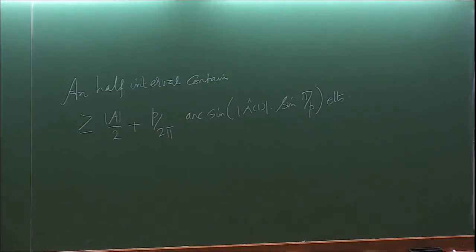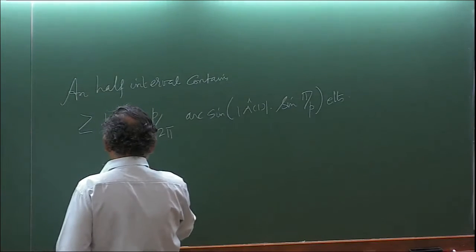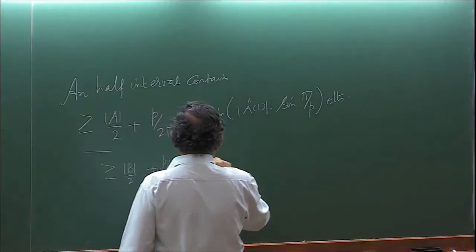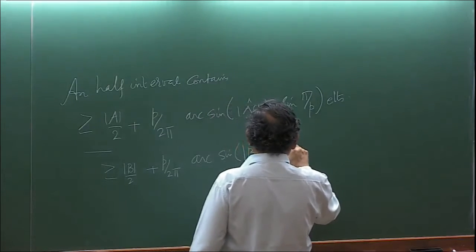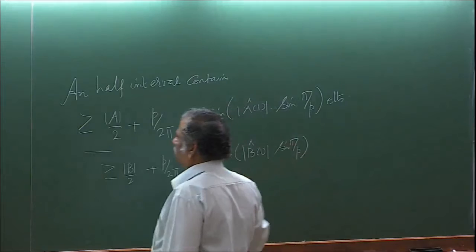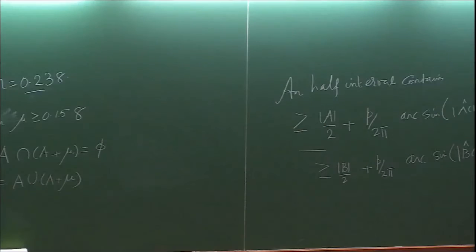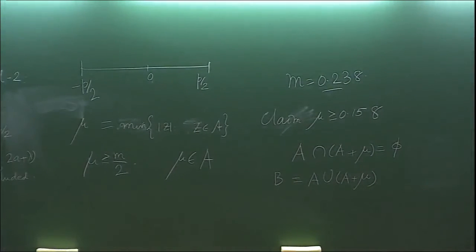Okay? To start with, therefore, any half circle will contain, in B, in this case, mod B over 2, applying this, plus P over 2 pi arc sine B hat 1 sin pi by p elements. Therefore, any half circle will have at least those many elements. But on the other hand, you have assumed that A has only m elements on any half circle. Since A has only m elements on a half circle, A union A plus mu can have only 2m elements on a half circle. It cannot contain more than 2m elements.